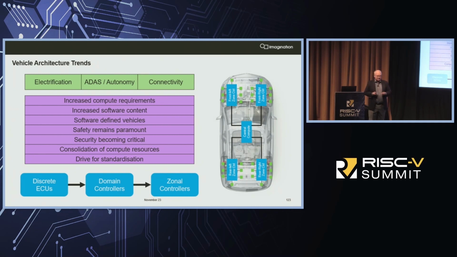At the same time, and this is a trend that was started by Tesla, among other things, there's going to be a consolidation of compute resources. Not so long ago, there were 150 ECUs within a car. We're going to see consolidation of those ECUs, going from discrete ECUs to domain controllers to zone controllers, just as we see on that diagram here on the right.